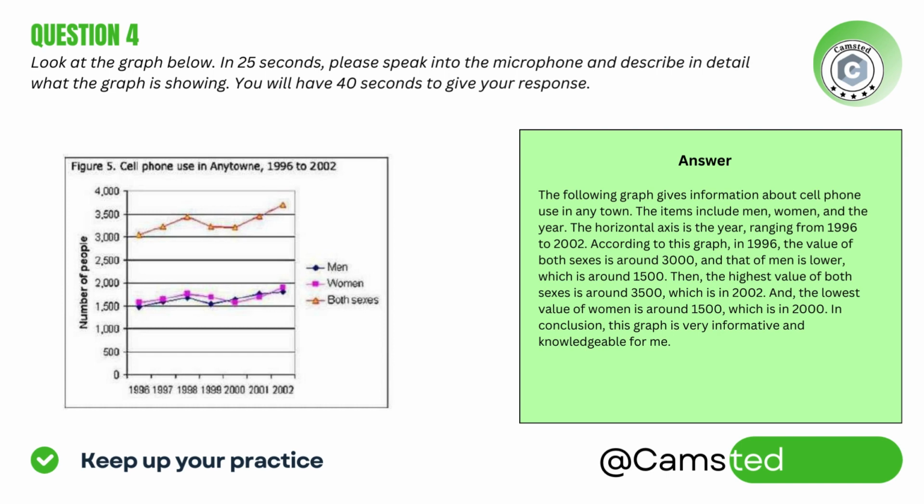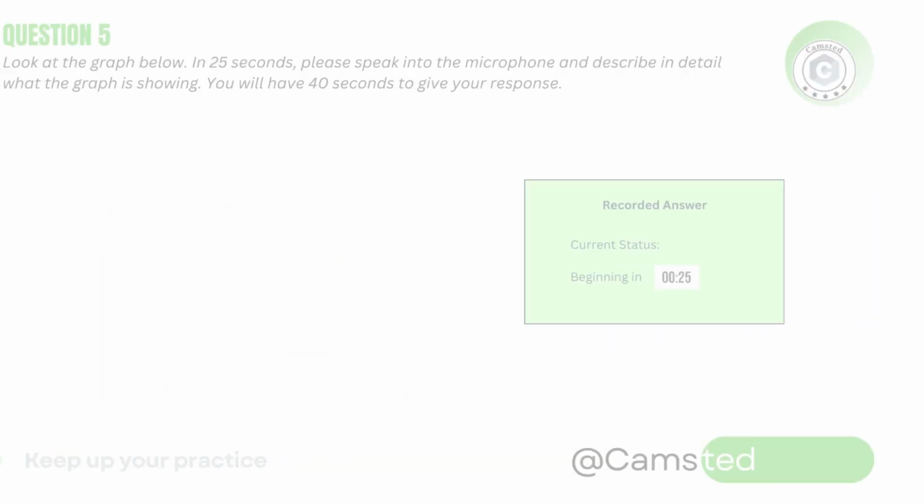which is around 1,500. Then, the highest value of both sexes is around 3,500, which is in 2002. And the lowest value of women is around 1,500, which is in 2000. In conclusion, this graph is very informative and knowledgeable for me.